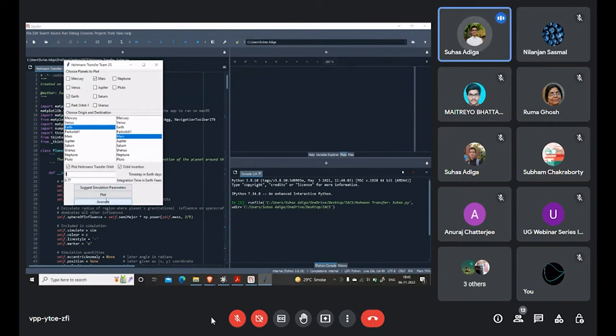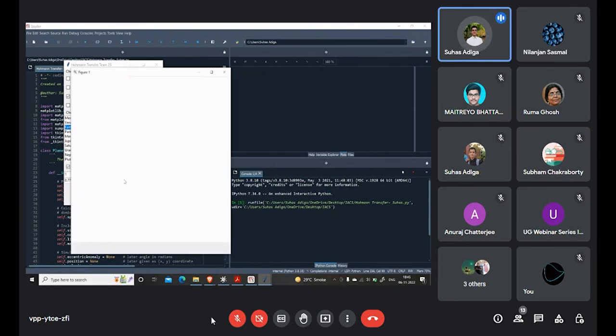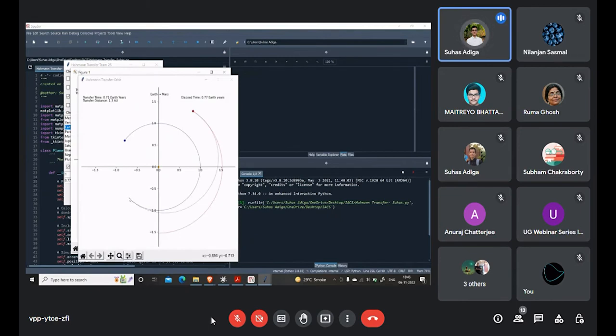Okay. So I'll just click on plot. You can see that I have plotted my satellite. You can just look at the interface because this is how the simulation looks. It will show the transfer time here, that is how much time it will take to reach there. And then the transfer distance is how much distance it has traveled, that is the distance traveled along the circumference of the ellipse. And then the elapsed time.